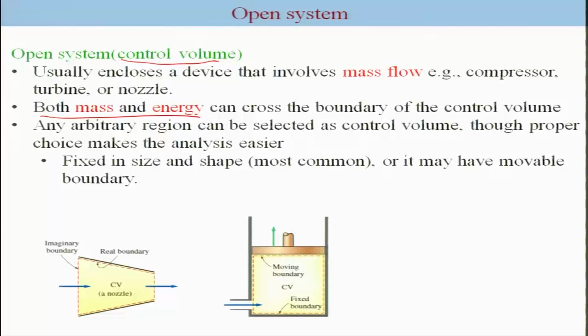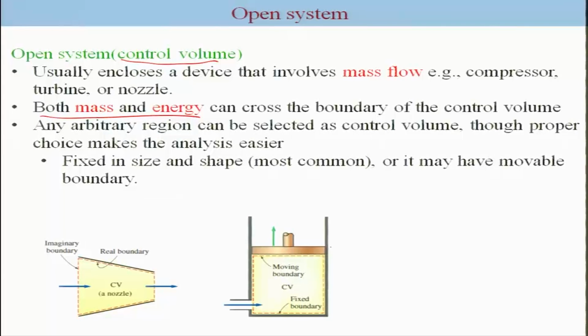So when somebody says control volume, it essentially means an open system. This is an example of a real boundary where the boundary is fixed, it's not moving. And this is a combination of the real boundary and an imaginary boundary where the boundary is fixed and the mass can flow in and out. Energy of course can also flow in and out.